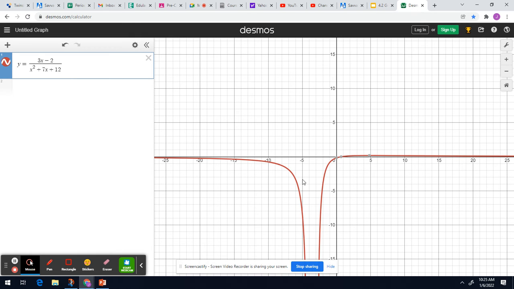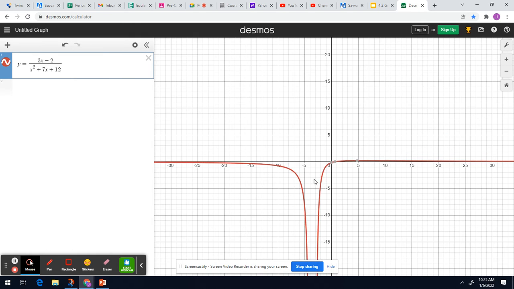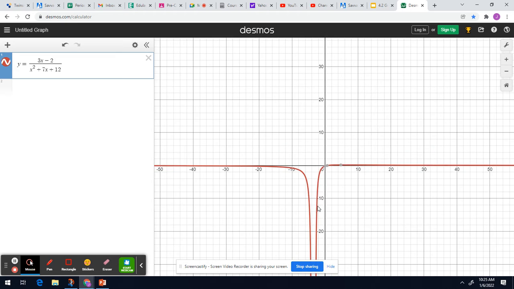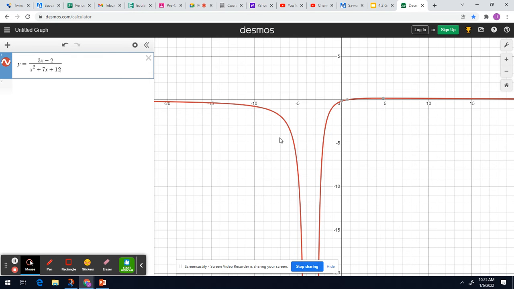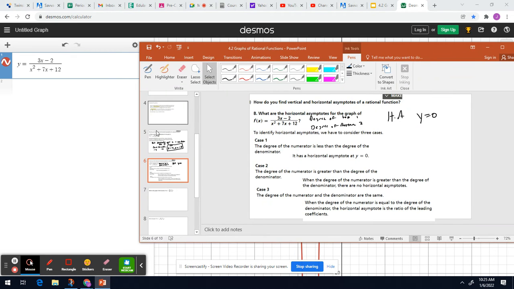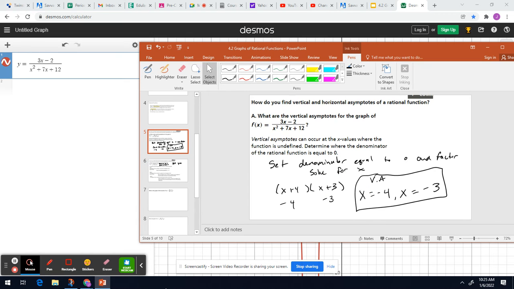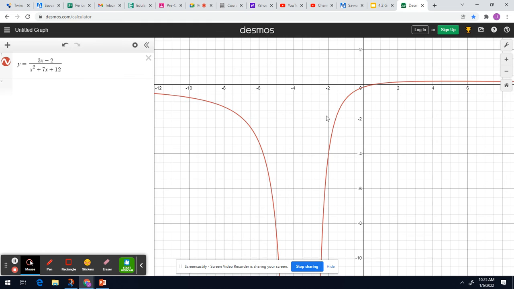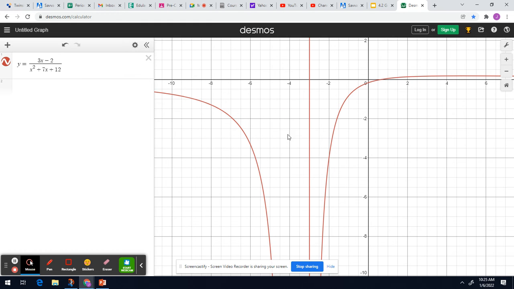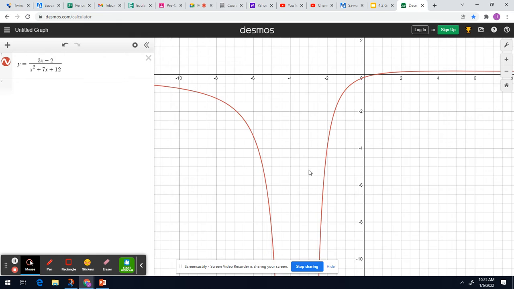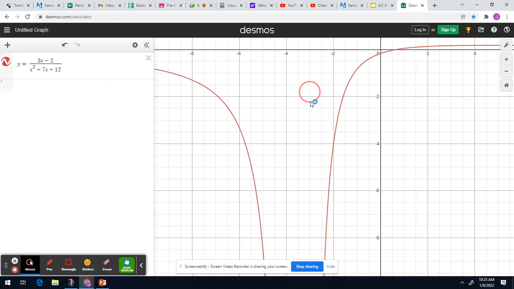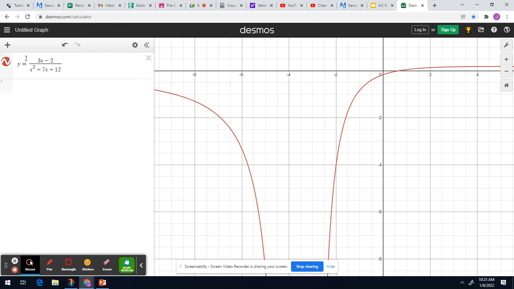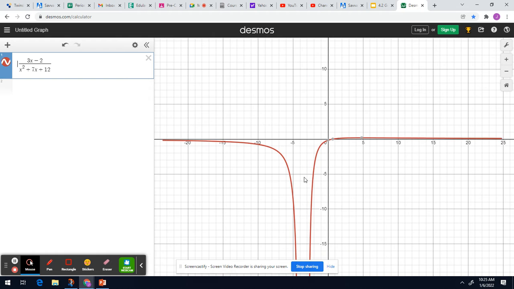Now, what did we say? This had vertical asymptotes, right? We said this thing had vertical asymptotes at what two values? We said it had vertical asymptotes at -4 and -3. So if you look at -4 on my graph, there's nothing here. And at -3, nothing here. So when you are looking at those and graphing, we would have drawn those lines there.